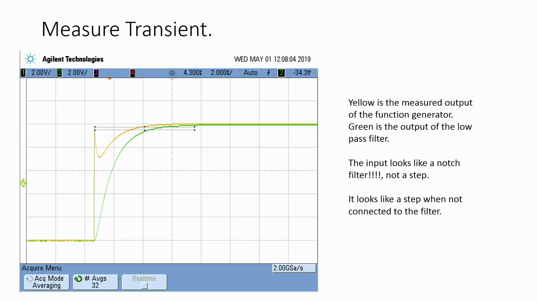Now, getting rid of that for the PWM, that would be another lesson.